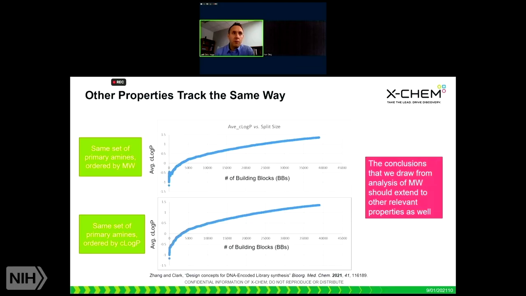But we do acknowledge, for C log P, the C log P of a building block may not correlate to the C log P of a final product, but we do see some correlation in our experience. It really depends on the types of chemistry you're using with those building blocks. So the conclusions we can draw from the analysis of the molecular weight and the analysis of C log P, we feel can be extended to other properties as well.